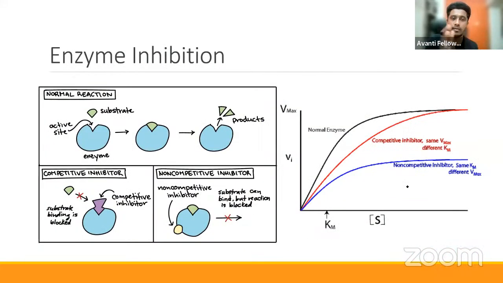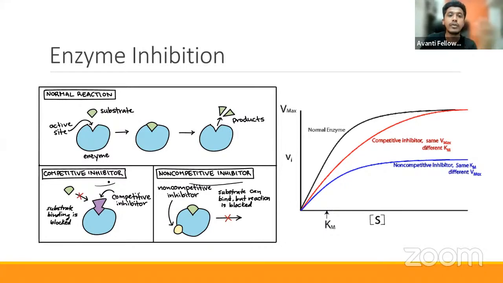When it comes to enzymatic reactions, they are affected by the presence of inhibitors. Inhibitors are molecules that are similar to your substrate. They occupy the active sites of the enzyme and do not allow your substrate to come and bind to the active sites. You can see that there are two different types of inhibitors: competitive inhibitors and non-competitive inhibitors.